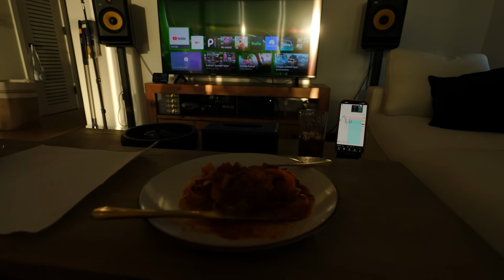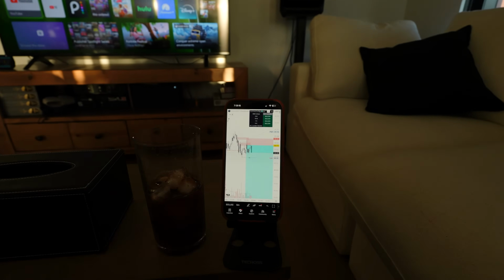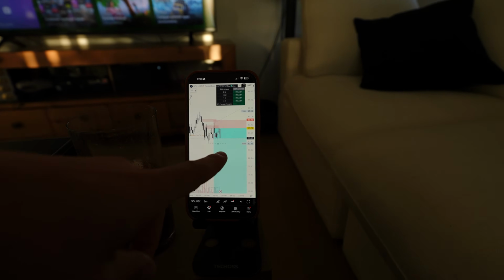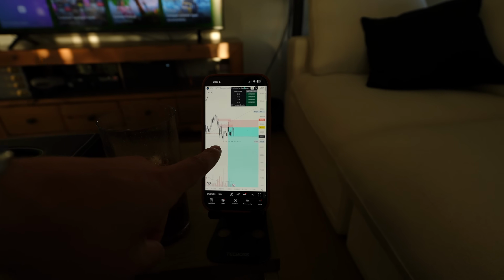While the trade runs, I am going to eat a lovely dinner prepared by my lovely girlfriend. I'm watching the trade while I eat so I don't miss anything, because this is my ticket to my daily goal here if this works out.